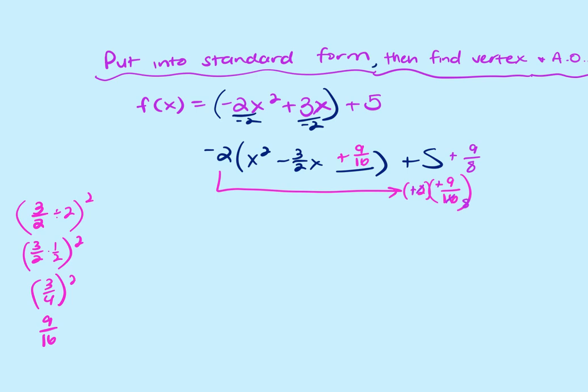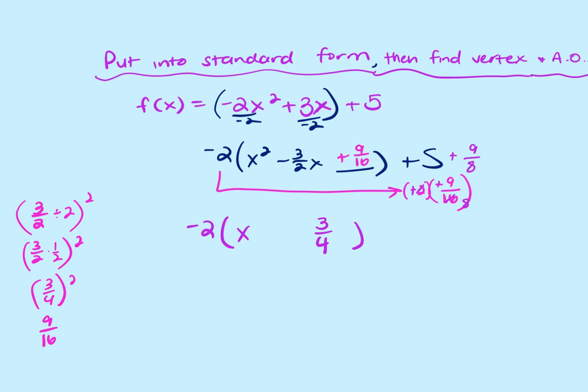With me so far? Yes? I see multiplying the -2 by the 9/16. Correct. Whatever you're adding to or subtracting from the end, you have to multiply by what you took out. So now the -2 stays. I'm going to factor this. Factor by square rooting the x squared, you get x. Square rooting 9/16, you get 3/4.